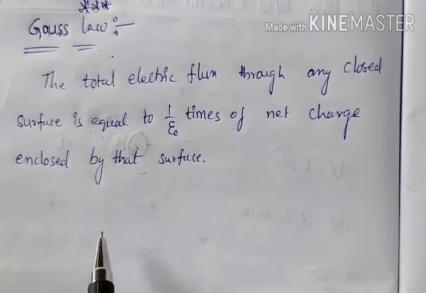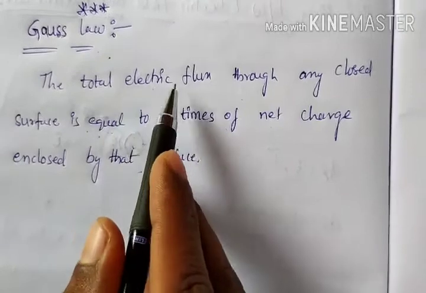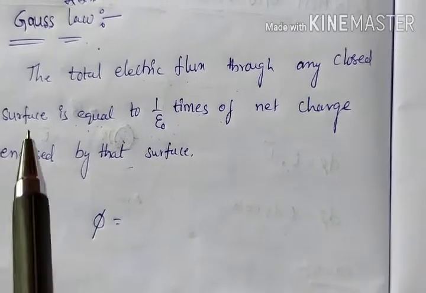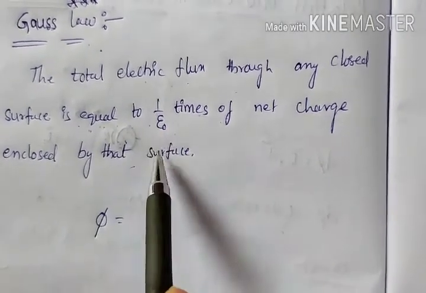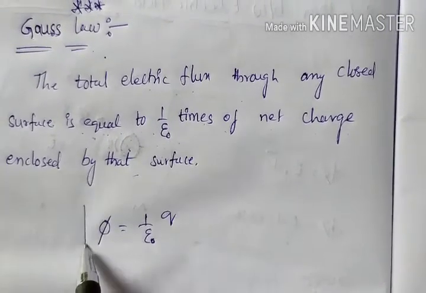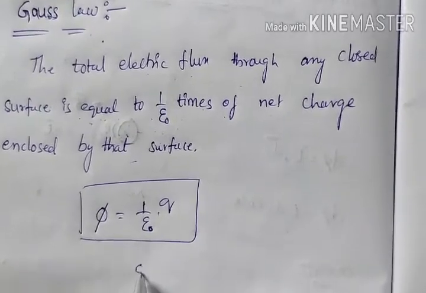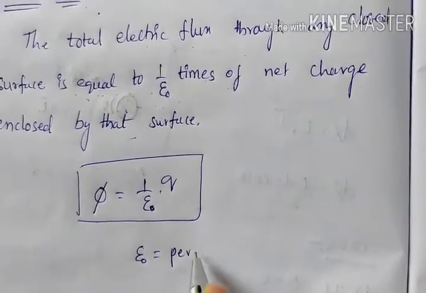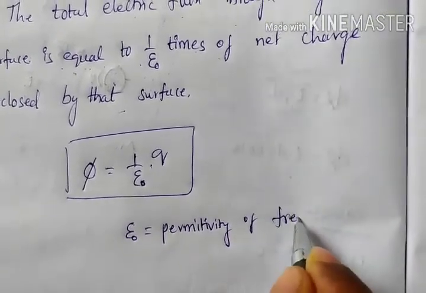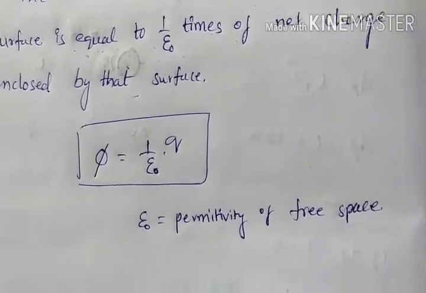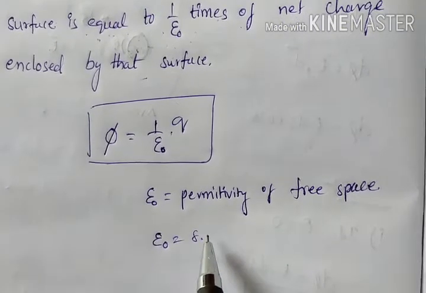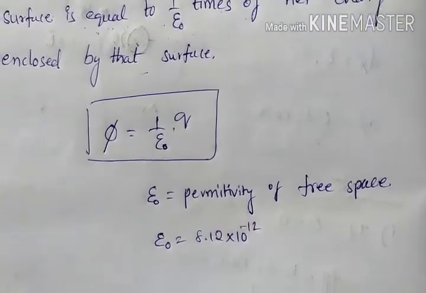Now I'm going to write the equation here. The total electric flux, phi, is equal to 1 by epsilon naught times the charge. This is Gauss law. Here epsilon naught is the permittivity of free space, and of course we have a value also: epsilon naught is equal to 8.12 into 10 to the power of minus 12.